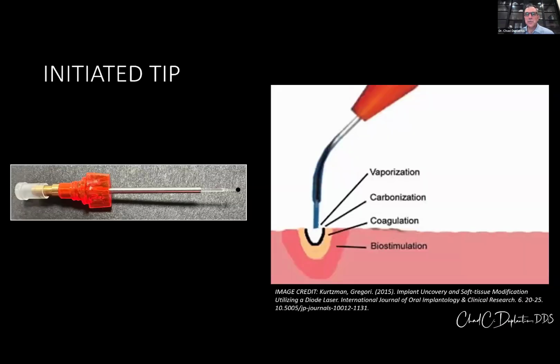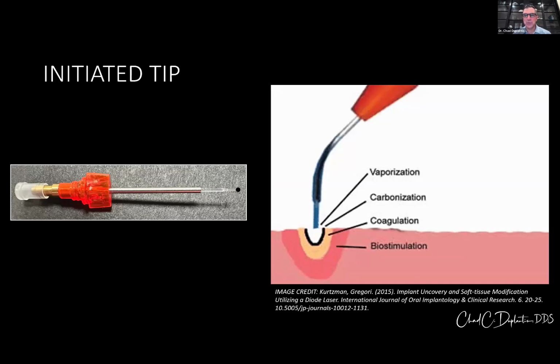And just due to the nature of imaging this, I actually just put a little black dot on there. This is exactly what the laser tip looks like when it's initiated. It has just a little black dot on the tip, which means that it is initiated. That's where the laser energy is going to heat the tip, and that's going to cause the intended reaction on the tissue.